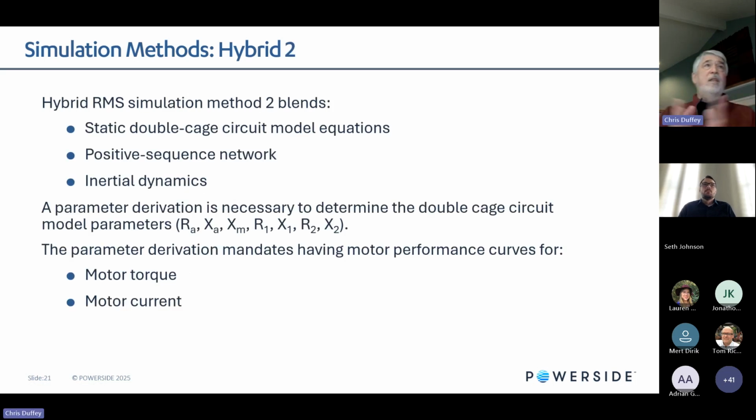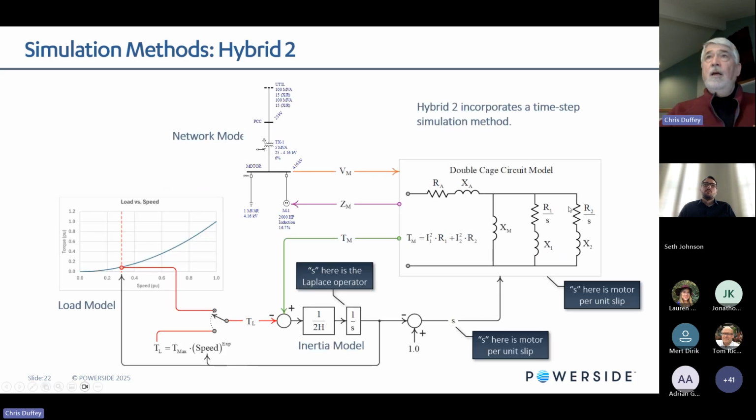So hybrid 2 is very similar, except all it does is it uses a double cage circuit model instead of digitizing off of the torque speed curves. And a parameter derivation is necessary to get those parameters for the double cage model. And it looks something like this. Double cage circuit model. From this, you're going to calculate parallel. These are all in parallel. You calculate parallel, you put that in series, you get a Z at a given speed. Please note, this is slip, and this is the Laplace operator. So 2 different S's here, and I noted that here on the diagram.